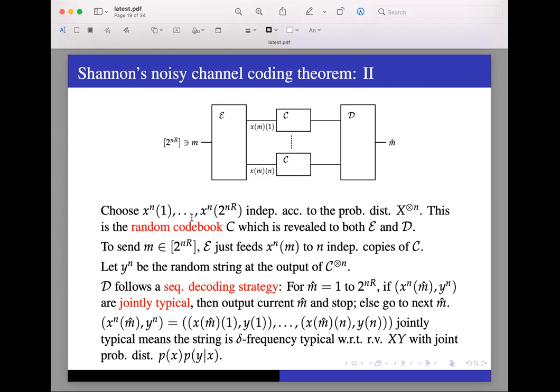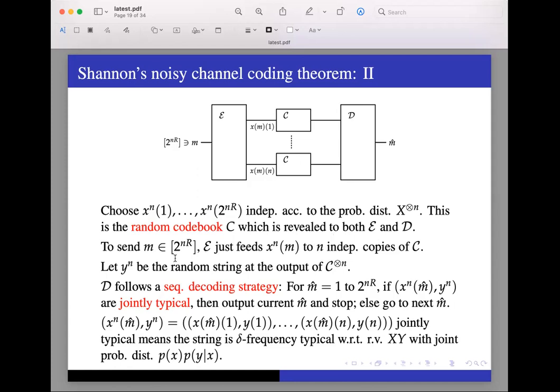Then for the second message, repeat the same process independently. So I get some string, maybe same, maybe different. Call that my code word for the second message, and keep doing it for all the messages. This is done independently according to the probability distribution on x to the tensor power n. Once I get the random codebook C, it is revealed to both the encoder and the decoder, and henceforth the encoder and the decoder are deterministic. This random codebook is only for the construction.